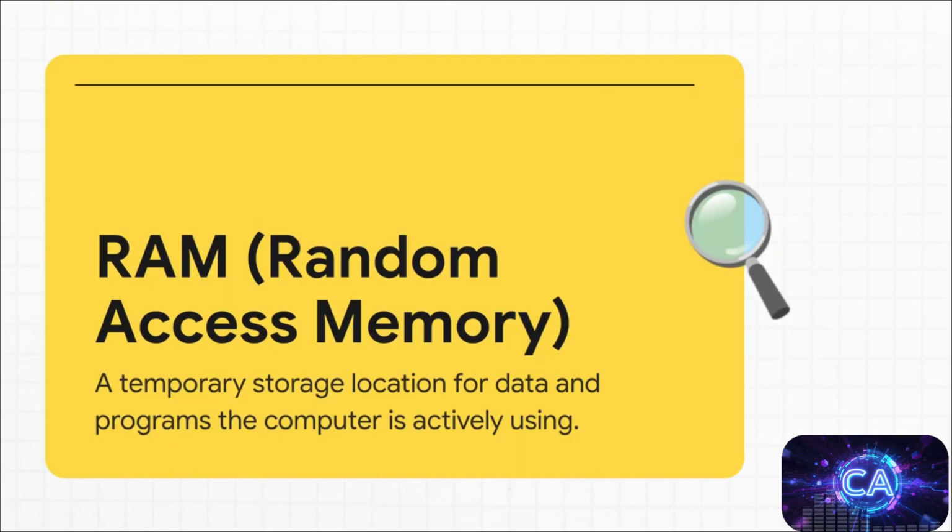Okay, next up we have RAM, or random access memory. Now, if the CPU is the brain, it needs a place to put down the things it's currently thinking about, right? Well, that place is the RAM. It's a super fast but temporary storage space for all the apps and data you have open right now.